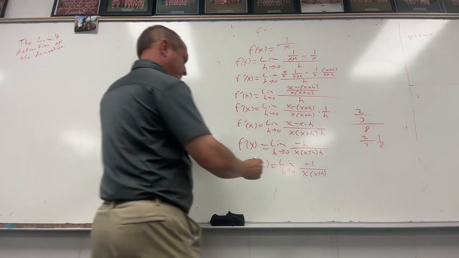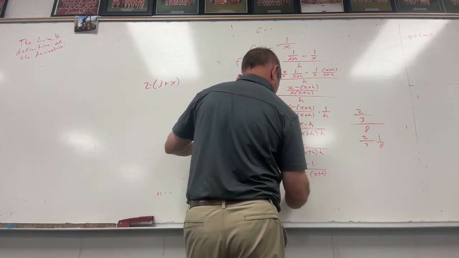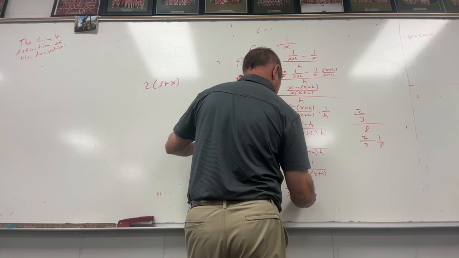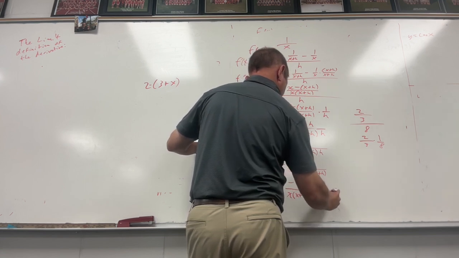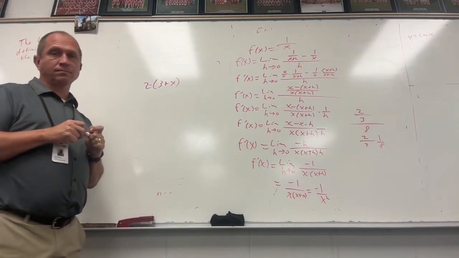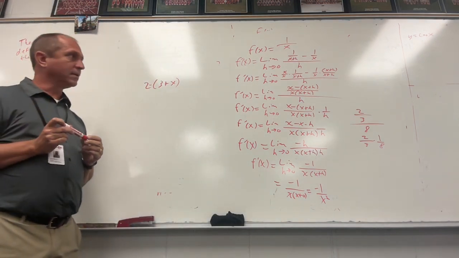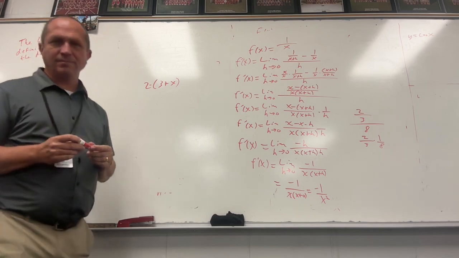So what do we get here? Negative 1 over x squared. And that is the derivative. That's pretty good stuff, isn't it? I see it too.